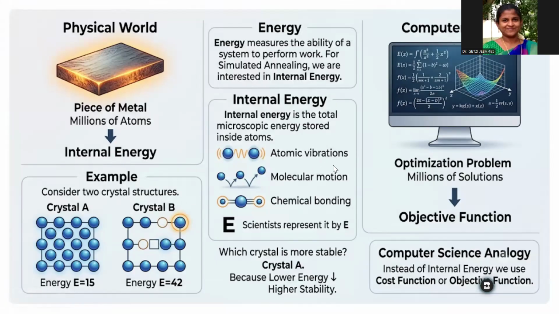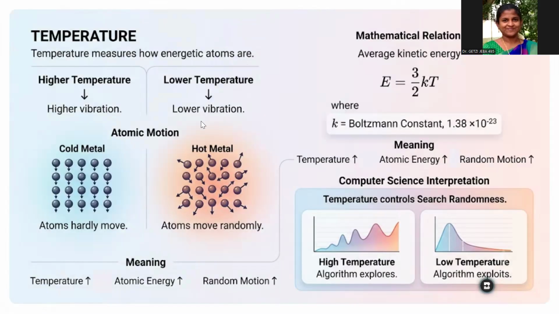The internal energy is determined by means of the atomic vibrations, molecular motion, and chemical bonding. Scientists usually call that E. This energy is equal to the objective function in the optimization problem. The second one is temperature. Higher temperature means higher vibration, lower temperature means lower vibration. Whenever your metal is cool, it tries to stay in its own position. But when it is heated, you will have vibration and movements.